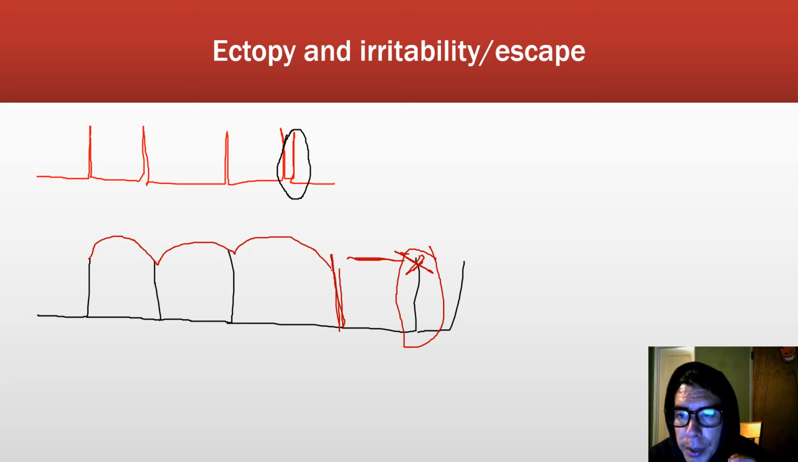Again, to recap, it's just a single beat. Occasionally it can be 3 beats or more, but it's a non-sustained beat that comes from a place other than the pacemaker. It's called ectopy or an ectopic beat. The two causes are irritability and escape. Irritability happens early in the cardiac cycle. Escape happens later.